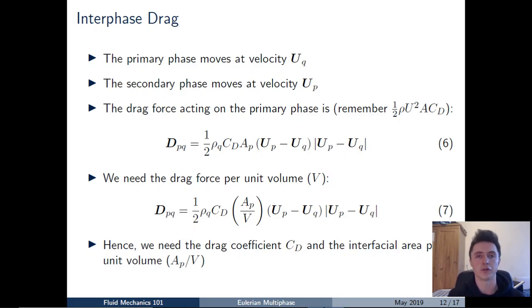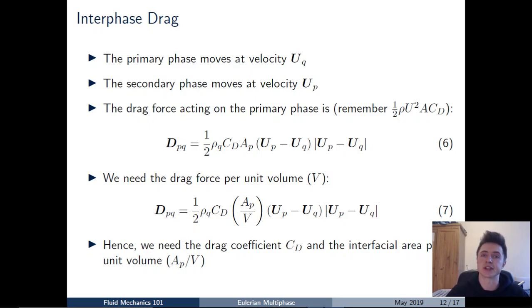And if you remember, the general form of a drag force is going to be a half rho u squared times some contact area times a drag coefficient. Then the drag force can be written in the form given by equation 6 there. And this is common to all CFD models. This is termed the interphase drag force between phase P and phase Q.